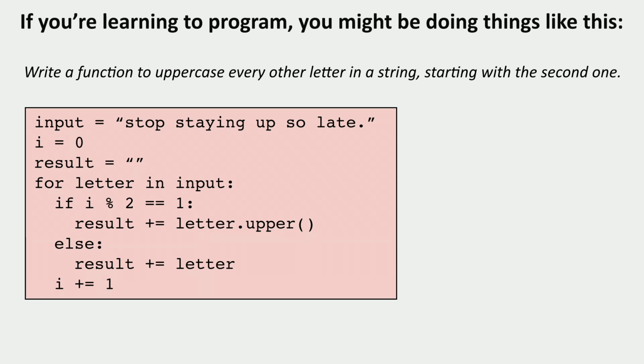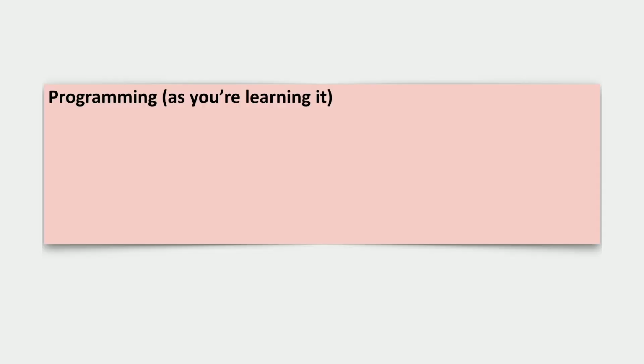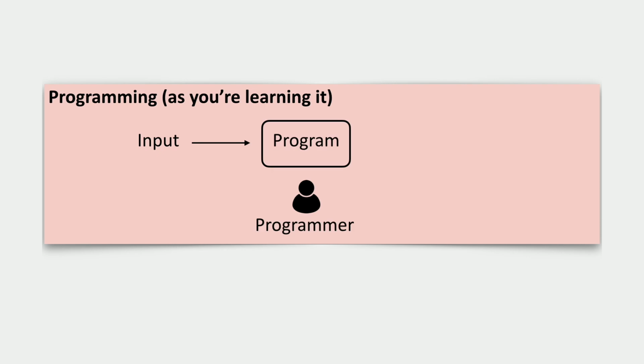Then we loop through every letter in the input. And if I mod 2 is 1, that is, if it's an odd numbered character, we add the uppercase version of that to the result. Otherwise, we add the letter itself to the result and increment I. And this gives us this result that uppercases every other letter in the string. The way this worked is we had some input, and we knew as the programmer what we wanted the program to do. So we sat down and we wrote that program, and then it produced the output.